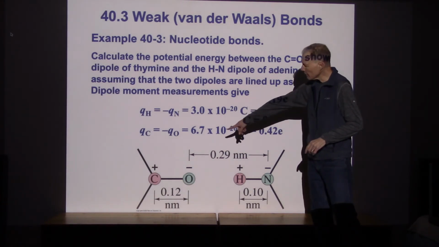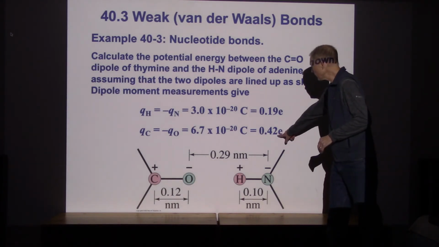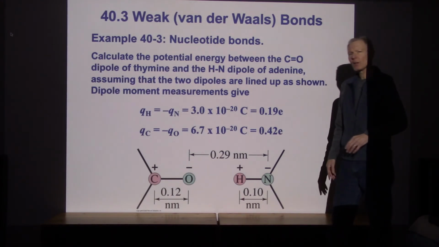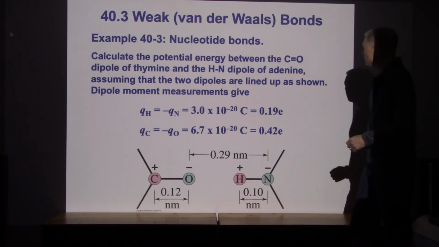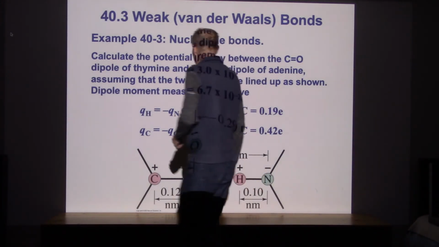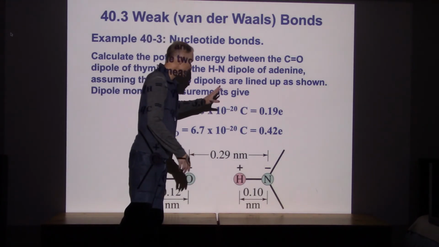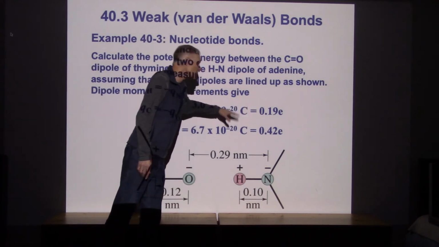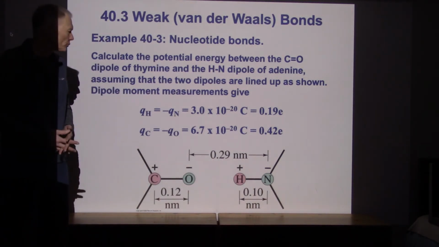So the carbon becomes a little bit positive and the oxygen a little bit negative, and the number they're assigning to that is the equivalent of 0.42 electrons of charge, fundamental charges, because of the electron shift. In the hydrogen-nitrogen bond, that polarization creates an effect that's equivalent to a 0.19.